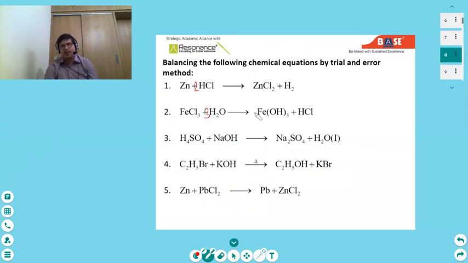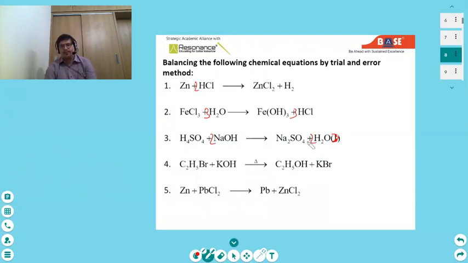So 1, 3 and 1, 3. So 1 chlorine, 1 iron, 3 chlorine, 6 hydrogen, 3 oxygen, balance. Next one, H2SO4 and NaOH, giving Na2SO4 and water. This is liquid. Do it fast. So H2SO4 reacting with 2 NaOH. Check whether it is balanced or not.